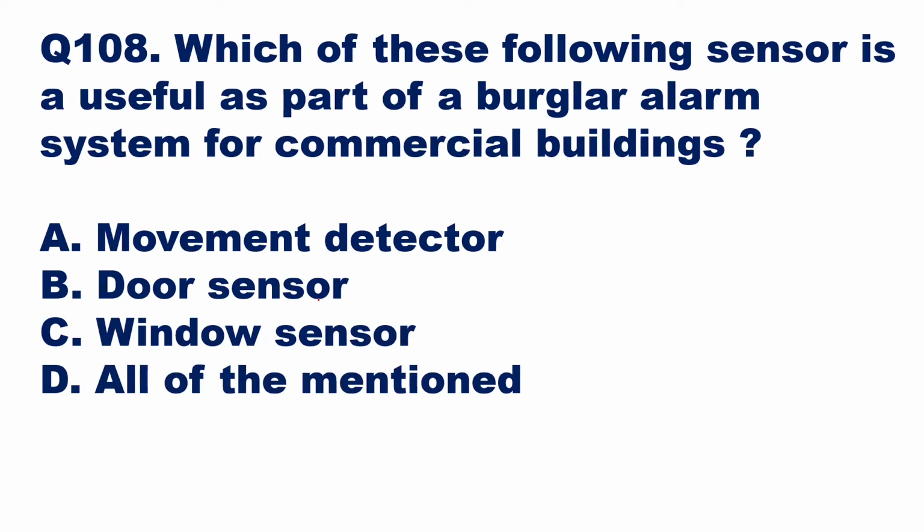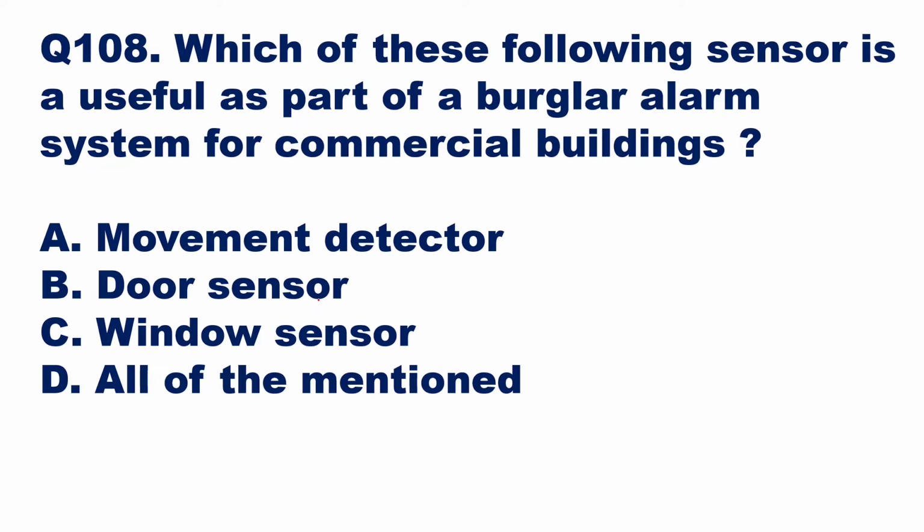Which of the following sensors is a useful part of a burglar alarm system for commercial buildings? Whenever we have a burglar alarm, we have a micro switch which has to be operated, which has to be activated, and then the control element will be activated, and then you will get some noise. Here the options are movement detector, door sensor, window sensor.